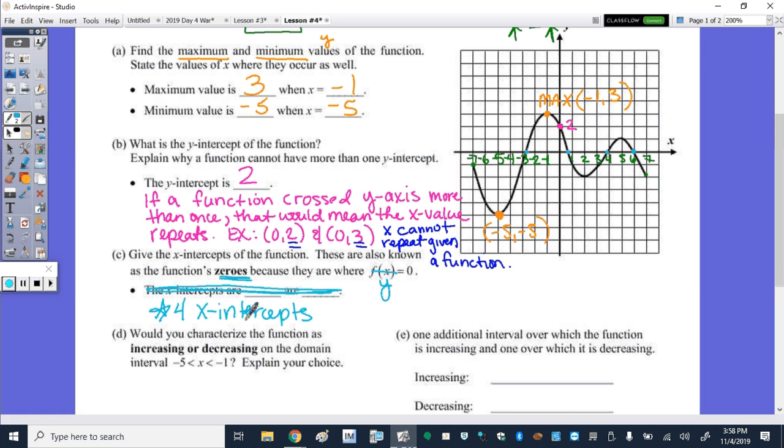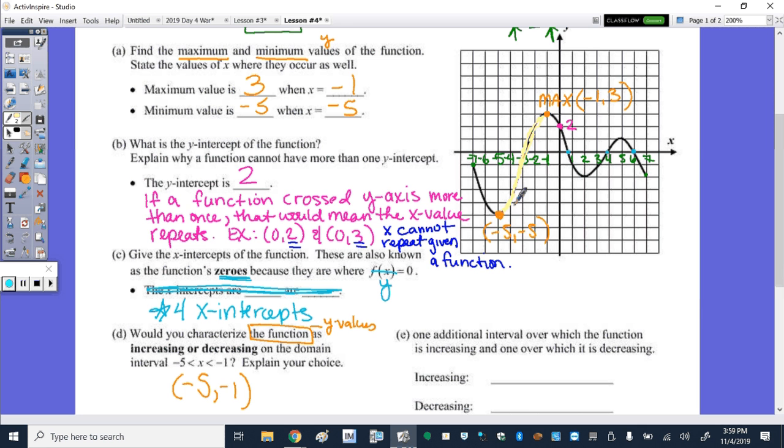Okay? Now part D. Would you characterize the function as increasing or decreasing on the domain interval negative 5 to negative 1? Remember, that interval can also be written in interval notation. So it'd be parentheses because there's no equal to. Negative 5 to negative 1, also parentheses. Now, when we characterize the function, we're characterizing the y values. So let me grab a highlighter and highlight the part of the curve from negative 5 to negative 1. Well, here's an x value of negative 5 right here. So negative 5 to negative 1 is going to go right here.